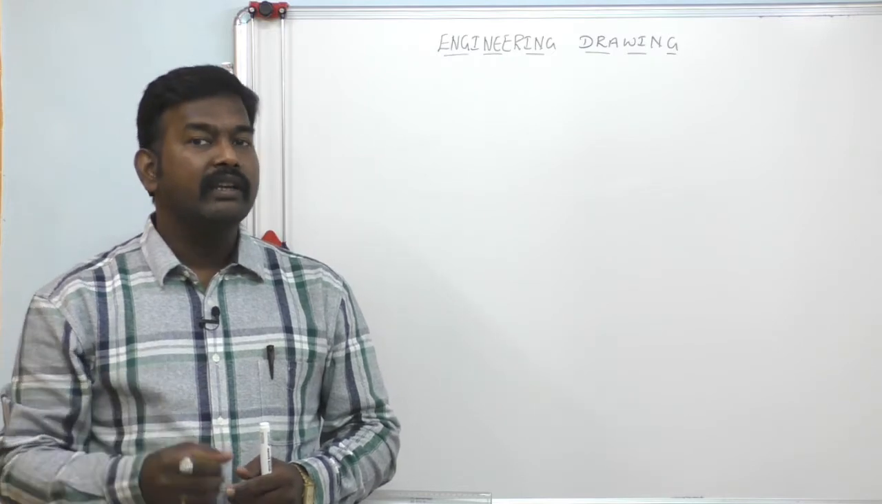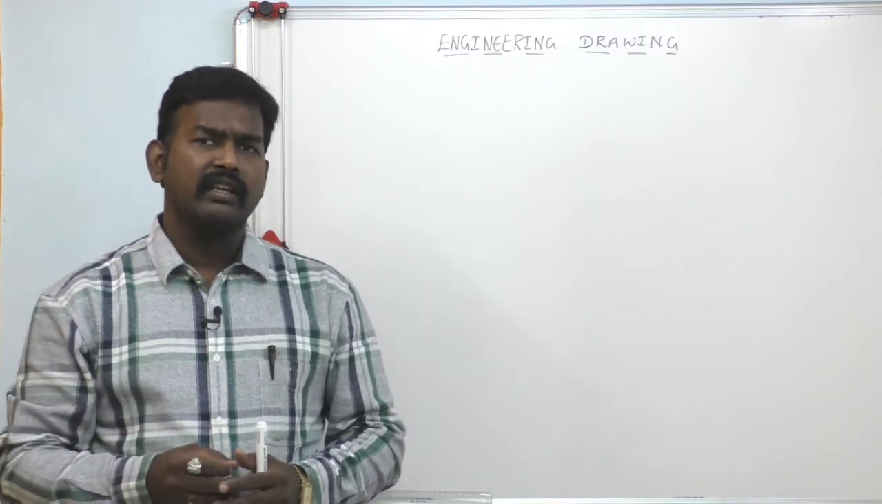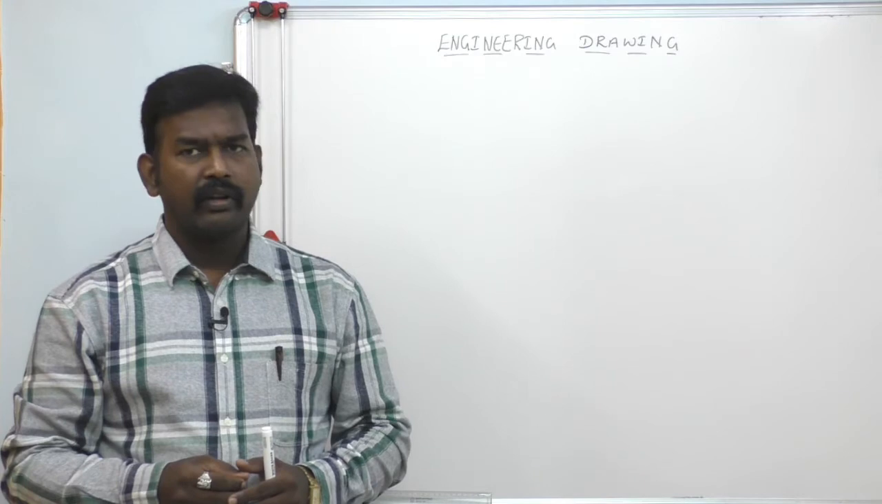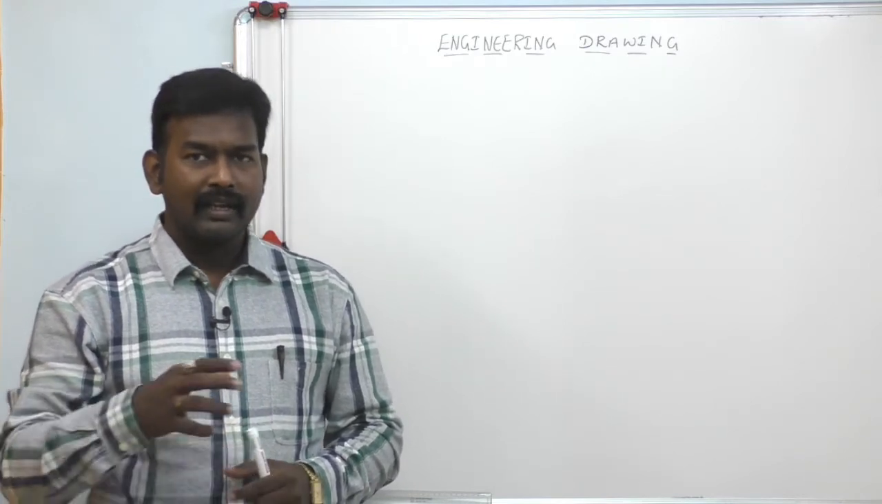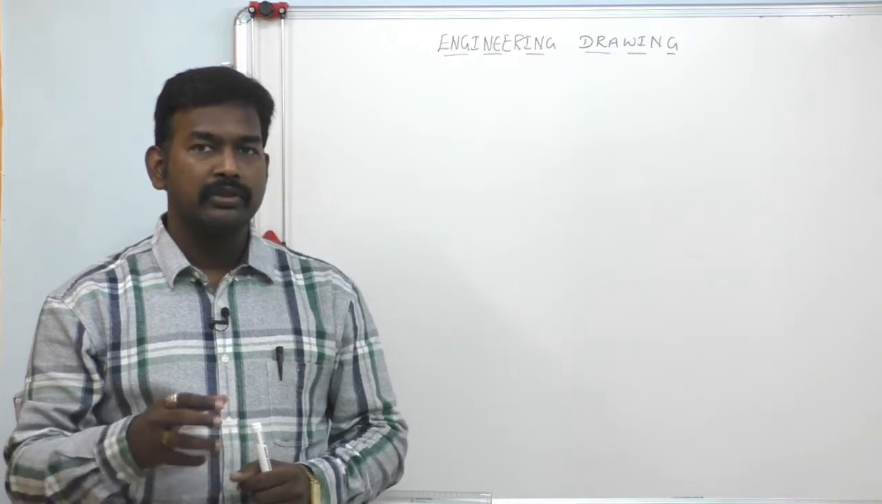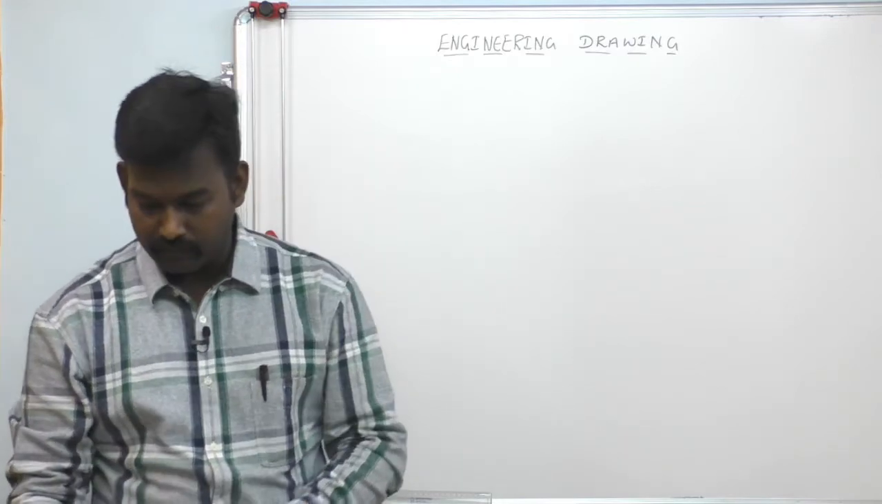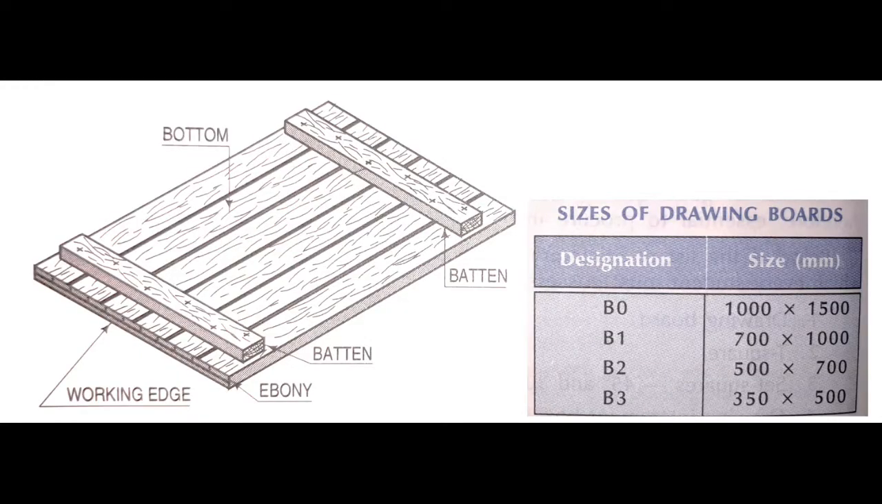Suppose there is any deviation or any mistake in the instrumentation? It will definitely not create a perfect drawing. Let us discuss what instruments are used to construct the engineering drawing. First of all, the drawing board. Here this is a normal wooden board. Here this is the working edge and ebony. This is the batten fields and this is the bottom of the drawing board.